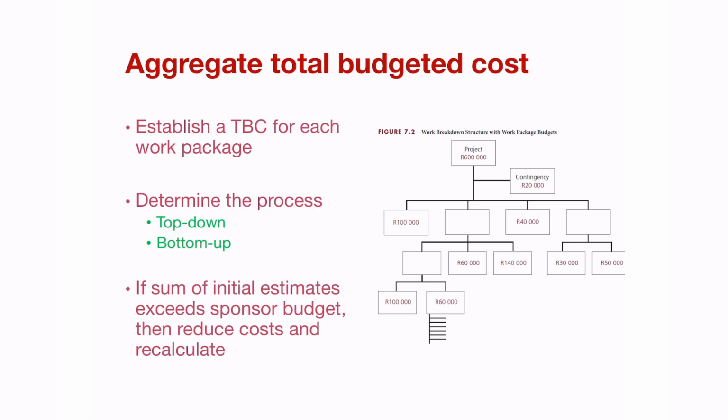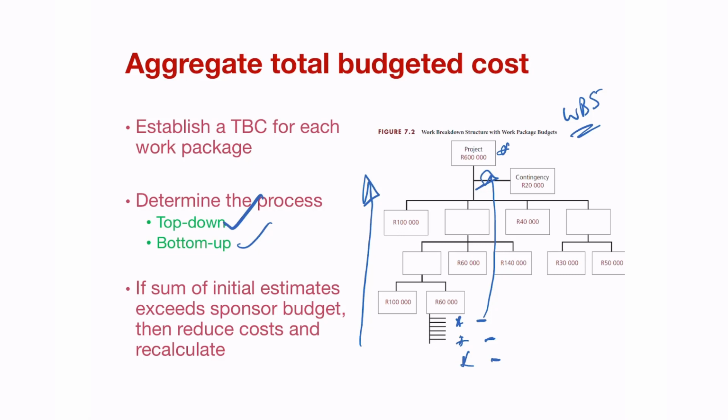It's important that you aggregate the total budgeted cost for your project. The best way to do that is to follow one of two options, either a top-down or a bottom-up approach. Once you have your work breakdown structure, which is a breakdown of all the activities for your project, you can follow a bottom-up approach, which means that you look at each and every one of your activities and estimate the cost for each one of those. All of those would then roll up through your work breakdown structure and give you a project cost.